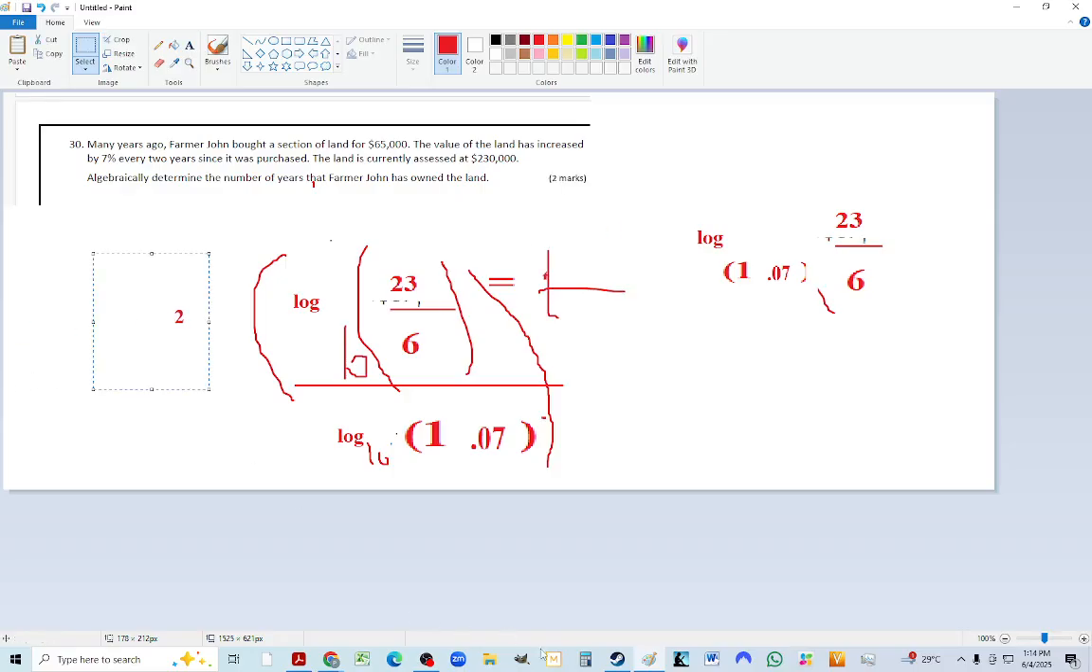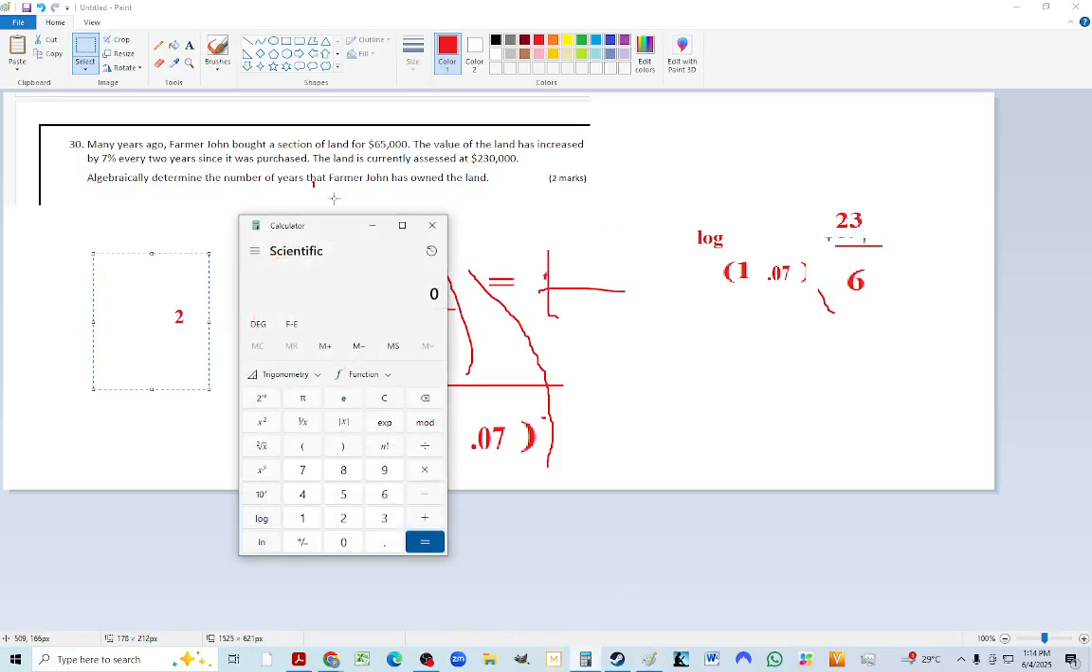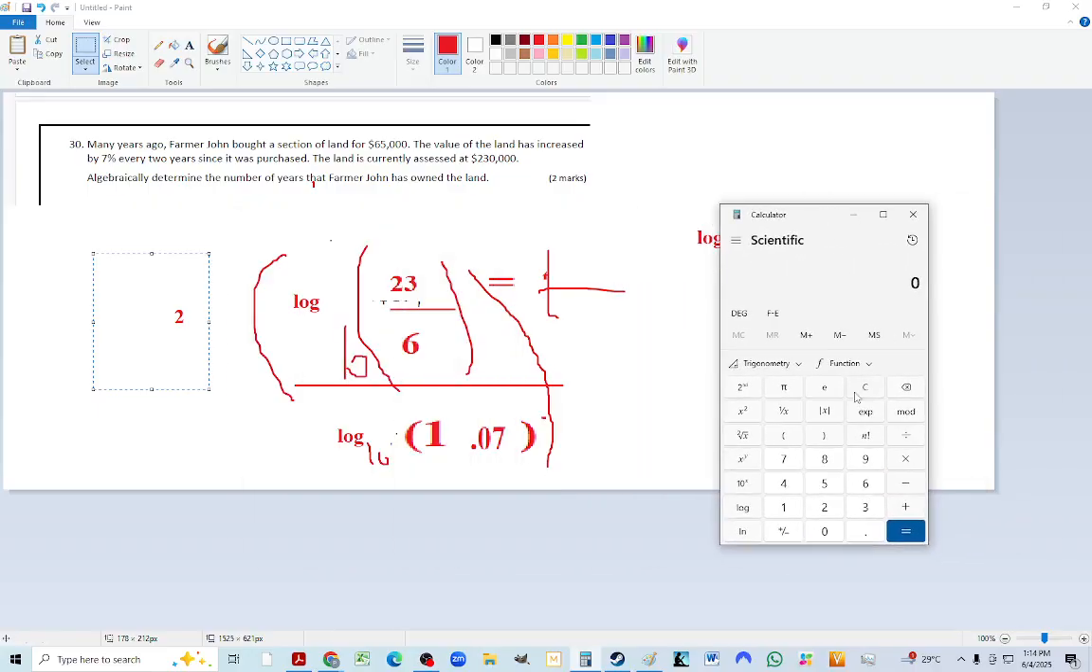But now we'll just use our calculator. And we'll take 23 divided by 6. And we'll take the log of it. And then we're going to divide it by the log of 1.07. And hit equals. So we get that. We're going to multiply it by 2. So it's going to take about 39.72 years.